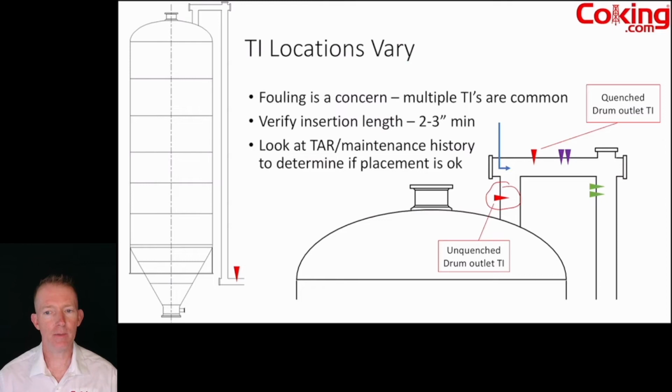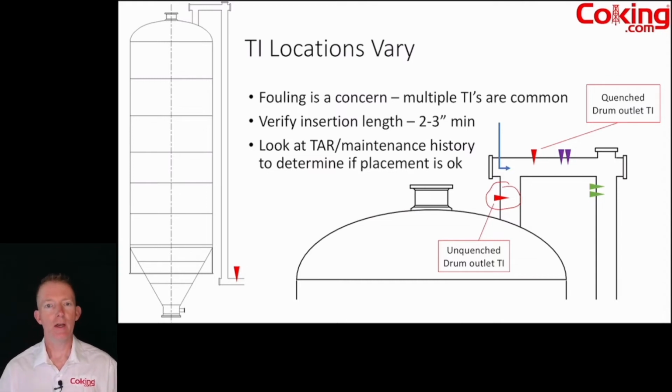That oftentimes is in the vertical piece of pipe coming directly out of the drum, inserted somewhere in the neighborhood of 2 to 6 inches. Older styles would be inserted half the diameter of that pipe. That's, in my opinion, a little bit too much because it becomes a bit of a coke catcher. You have to find the happy medium for what's the right insertion length for it to read correctly but also not become a coke catcher. So that's where the third point really comes in. Look at the turnaround, inspection history, and maintenance history to decide: is the insertion length right for your location? So that's the unquenched drum TI.